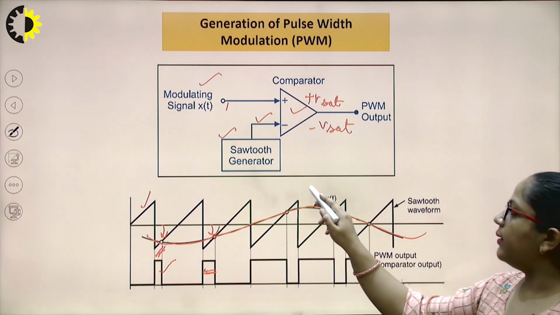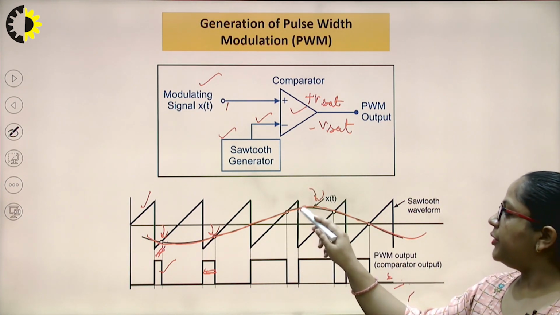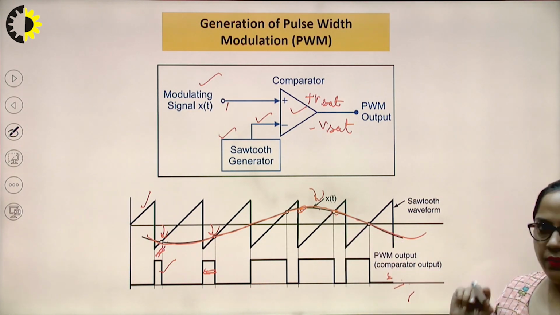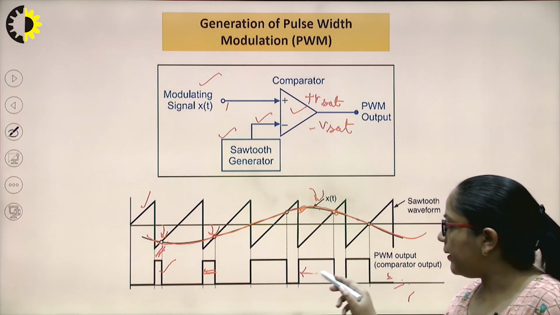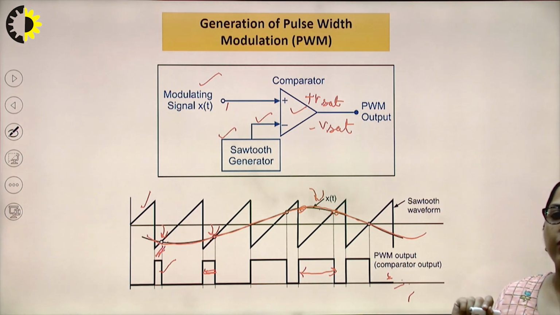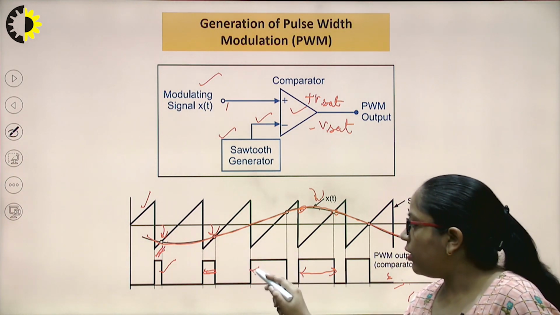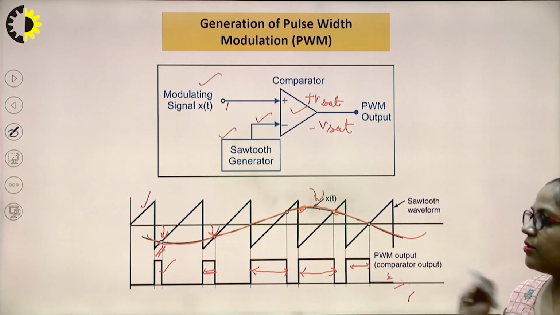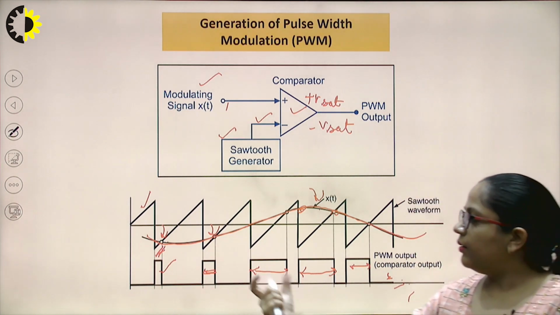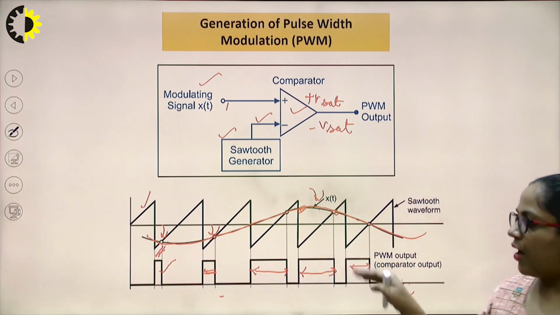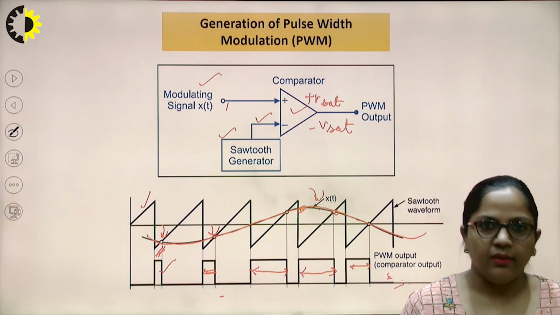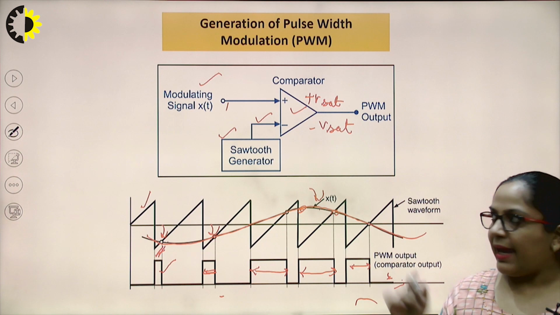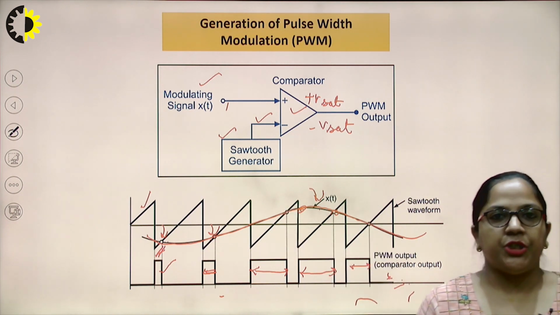Moving forward, again at this point the amplitude of the modulating signal is more than the amplitude of the sawtooth waveform. So we are getting a positive pulse at the output for that much of duration. So what we can observe finally at the output is a pulse of constant amplitude but variable width. So this is how we can generate a PWM signal with the help of this comparator and the sawtooth generator. Okay. With the help of this also we can generate a pulse position modulated signal.